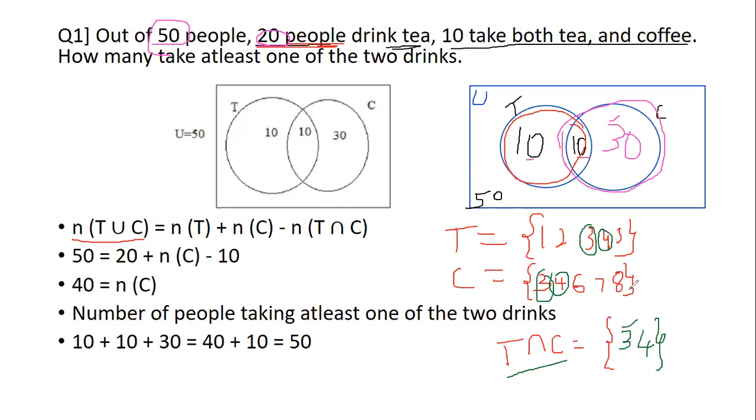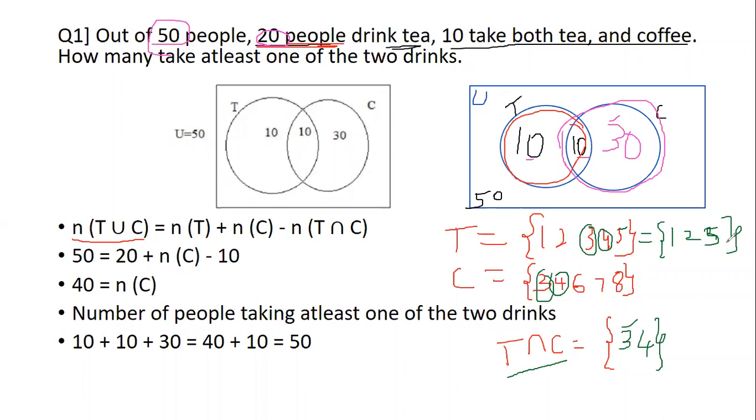See, I have 8 people here. In that, person number 3 and person number 4 drink both tea as well as coffee. So they are common. They drink both tea and coffee. And what is remaining here? 1, 2 and 5 are remaining. So person 1, person 2 and person 5 drink only tea. They don't prefer coffee at all.